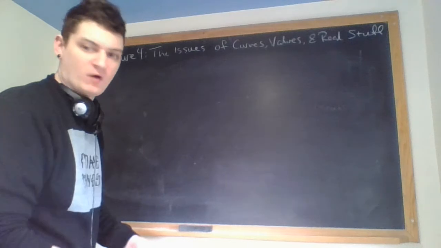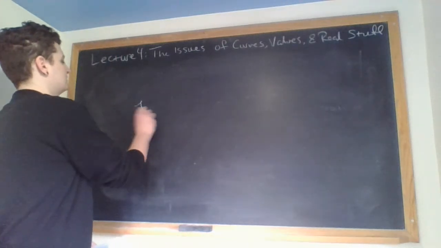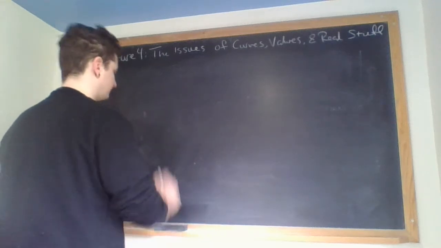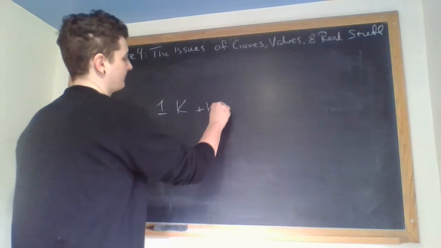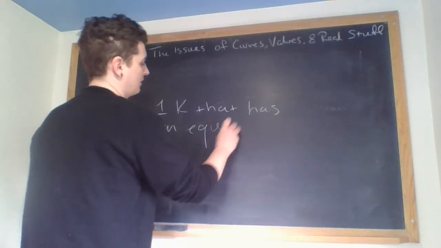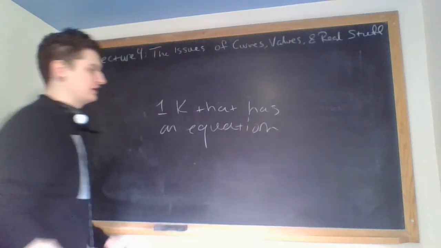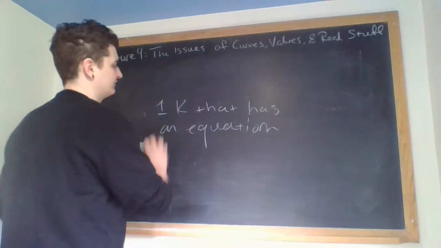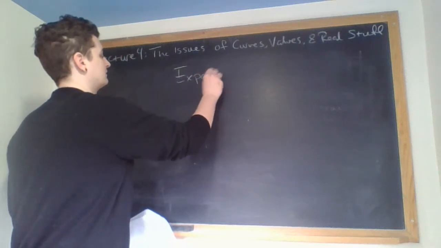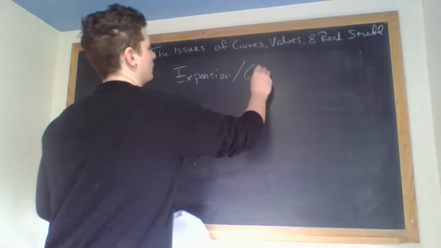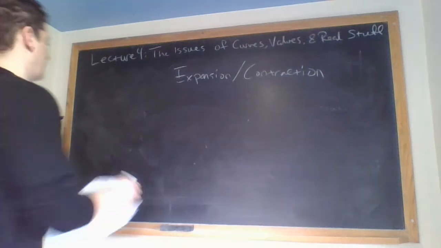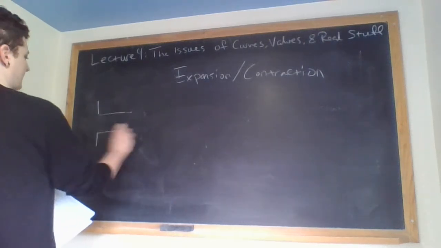So there's one k value, sort of. Right? There's one k value that actually has an equation for it. And these are for expansions or contraction. Right? And there are 4 cases for these expansions or contractions, right?